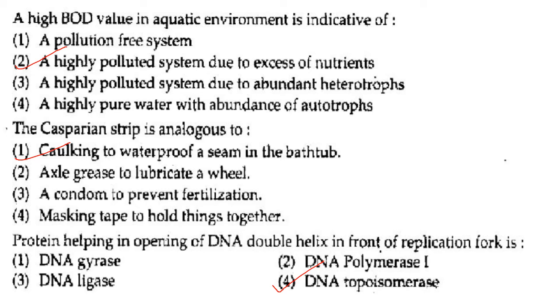Next one. Protein helping in opening of DNA double duplex in front of replication fork is option 1, DNA gyrase. Option 2, DNA polymerase 1. Option 3, DNA ligase. Option 4, DNA topoisomerase. Answer is option 4, DNA topoisomerase.